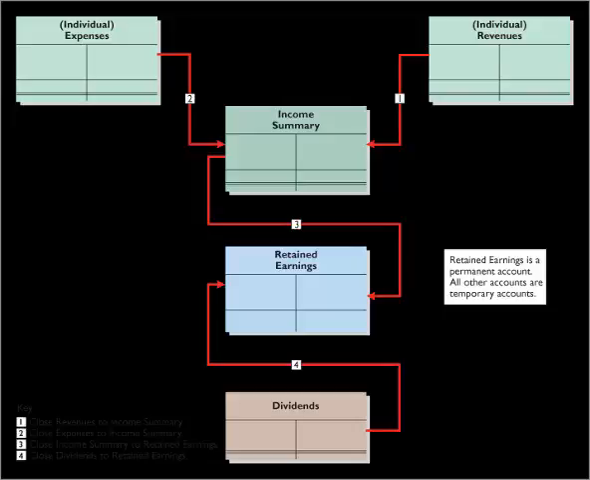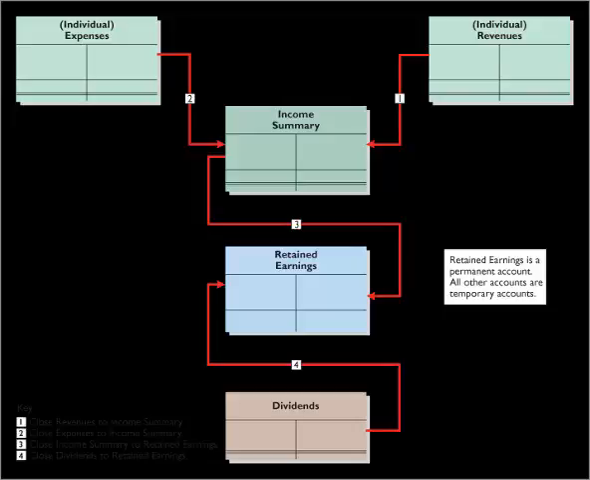What's the normal balance of my expenses? Debit. So how am I going to close them? With a credit. To close expense accounts. What's the normal balance of dividends? Debit. How am I going to close it? With a credit.